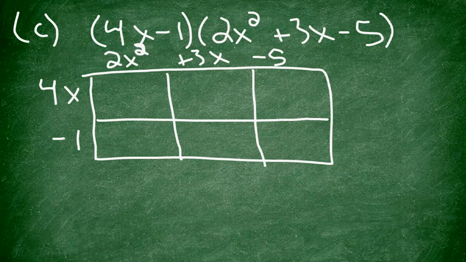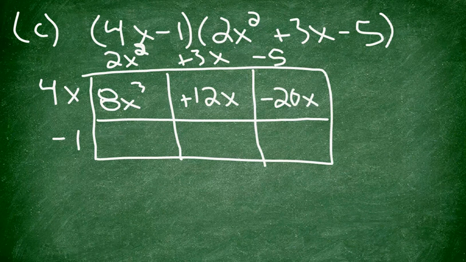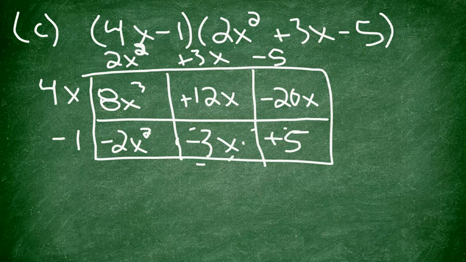So 4x times 2x squared is 8x cubed. 3x times 4x is positive 12x. Negative 5 times 4x is negative 20x. Negative 1 times 2x squared is negative 2x squared. Negative 1 times 3x is negative 3x. Negative 1 times negative 5 is positive 5. And then I have these like terms and these like terms. And I missed, I should have a squared on it.